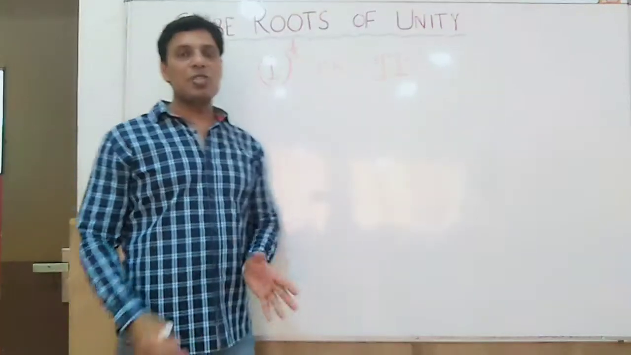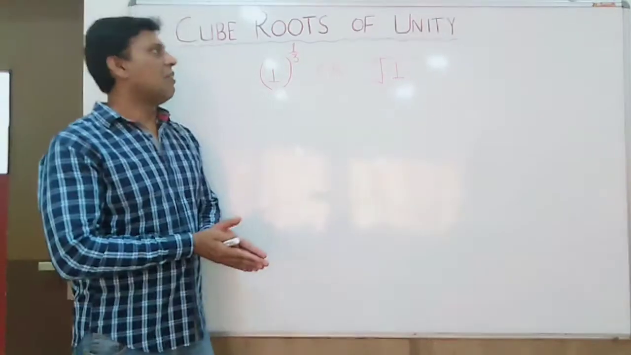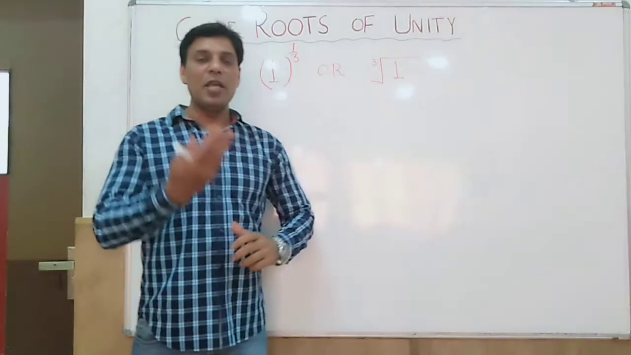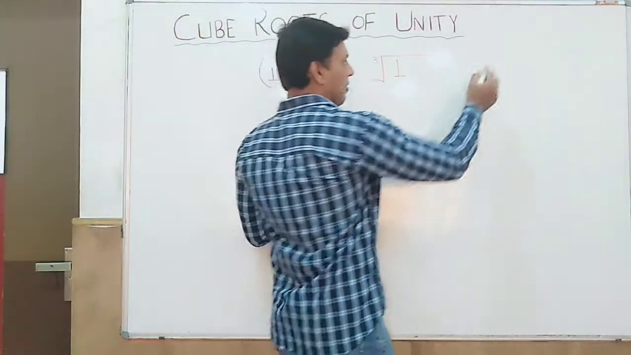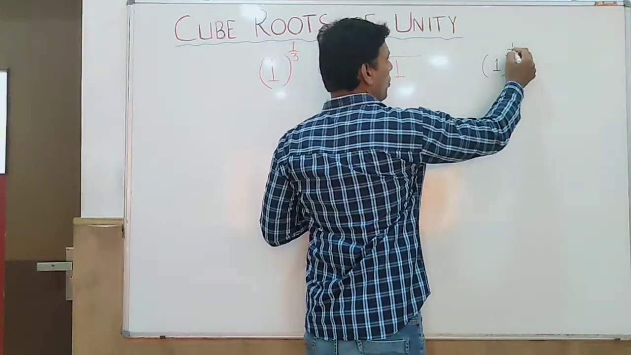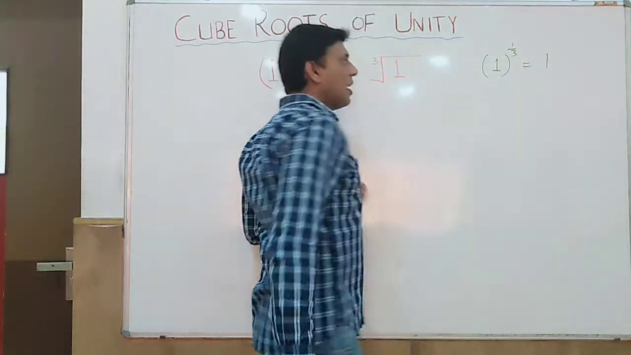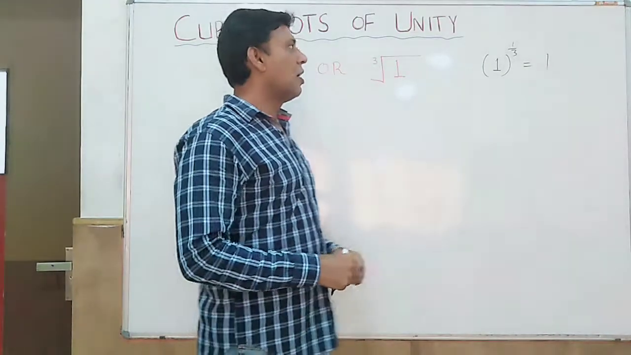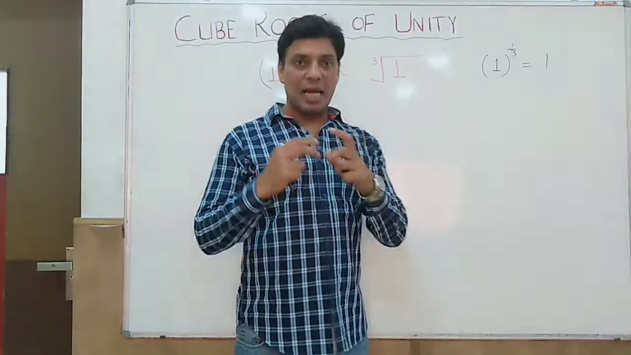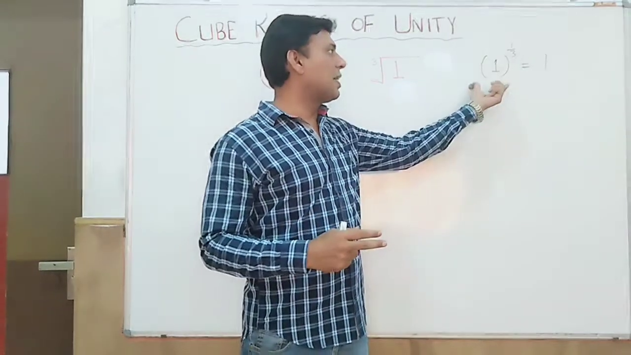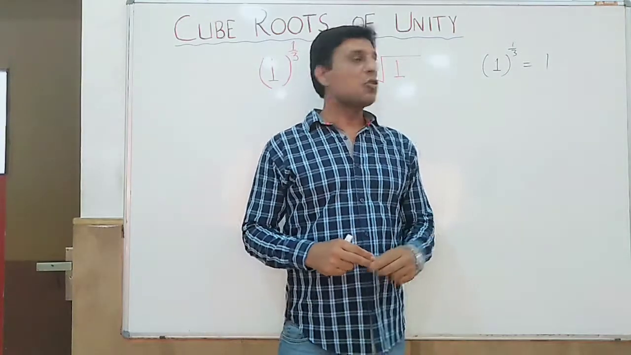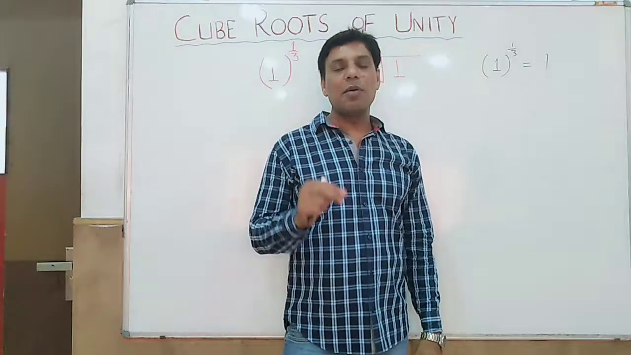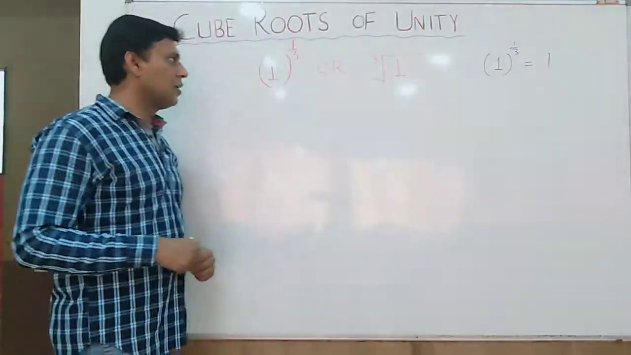It is very simple to say that if I am asking what is the value of 1 to the power 1 by 3, that is the cube root of unity, you will simply say 1. You are correct but incomplete, because I will prove to you that there are some other numbers which are also the cube root of 1. So you can simply answer that the cube root of 1 is 1. It is correct but incomplete. So I am showing you how.